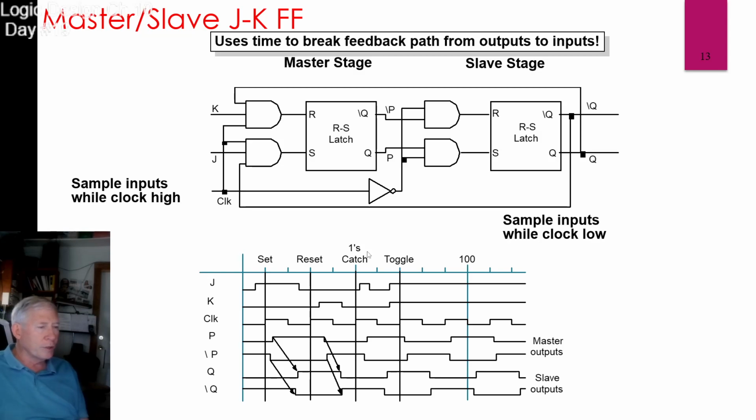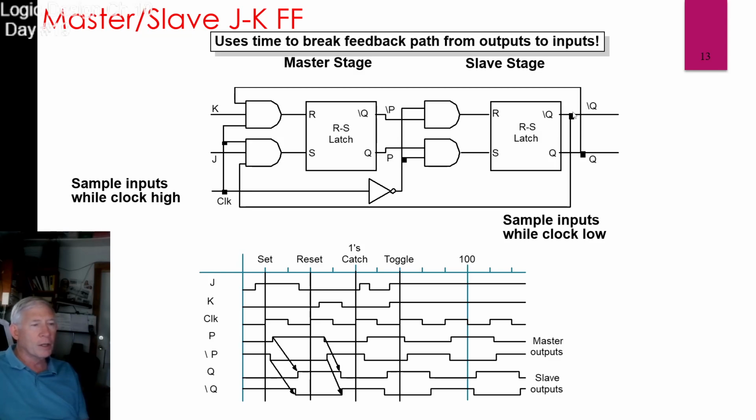So the way this works, and here's the timing diagram. I'm not going to talk about this too much. I just want to focus on this. So notice we have an RS latch here called the slave stage. We have an RS latch here called the master stage. This one has two input AND gates on its inputs, R and S. This one has two 3-input AND gates on its inputs.